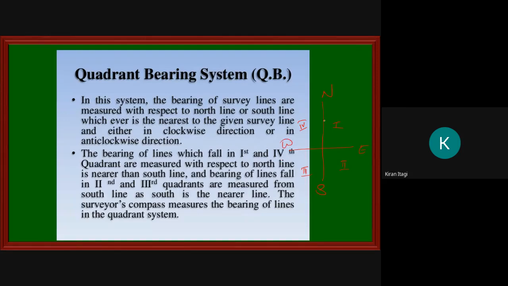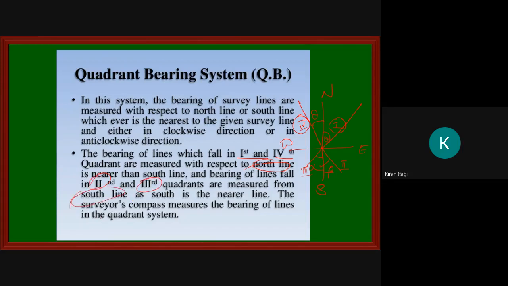If your angle is falling in the first quadrant and the fourth quadrant, it should be measured with respect to north. If it is falling in the second quadrant and the third quadrant, it should be measured with respect to south. In the first and fourth quadrants, the angles are measured with respect to the north line, which is nearer than the south line.